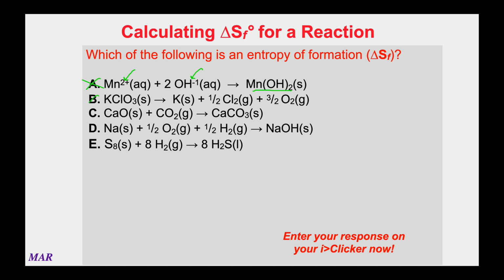B would be a formation if it was reversed, if you had KClO3 as the product and all of those pieces there were the reactants, but it's not, so that's the way it goes. Now, C has 1 mole of product, which is cool, but it doesn't have, again, elements as standard states for reactants. CaO and CO2 are both compounds.